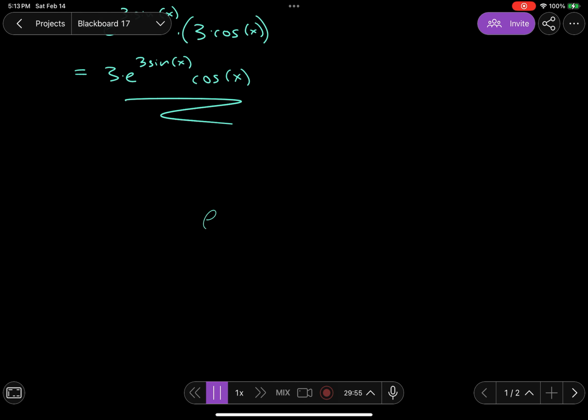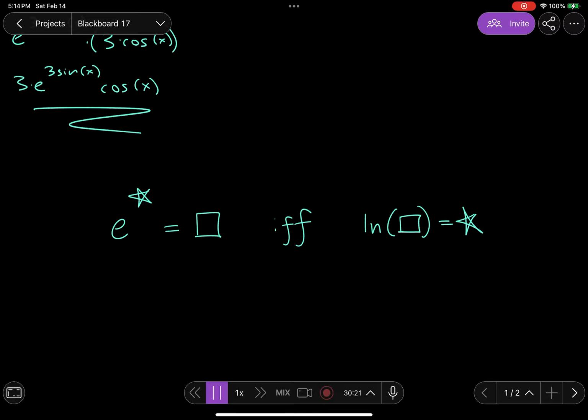Something to remember. Like if I had e to the star is equal to square, that is true if and only if the natural log, so this is the inverse, of square is equal to star. All right, so this sort of flip-flop action. Notice in this case that the star is the input and square is the output, where over here, square is the input and star is the output.